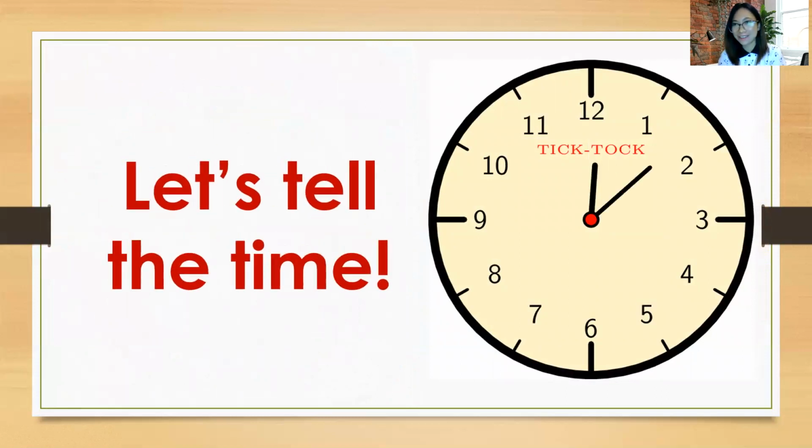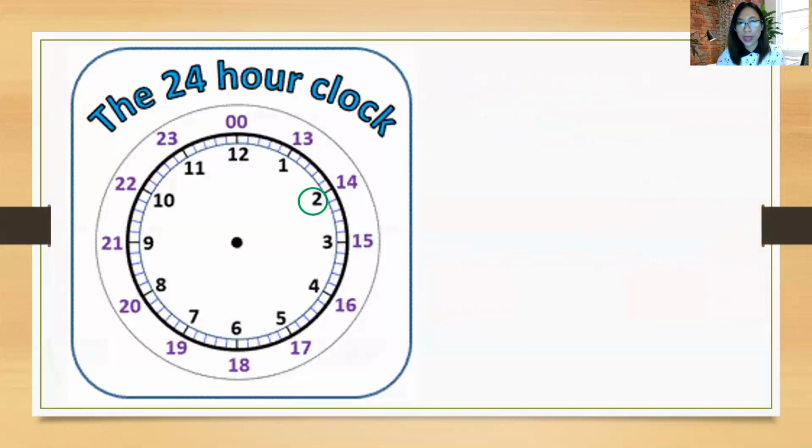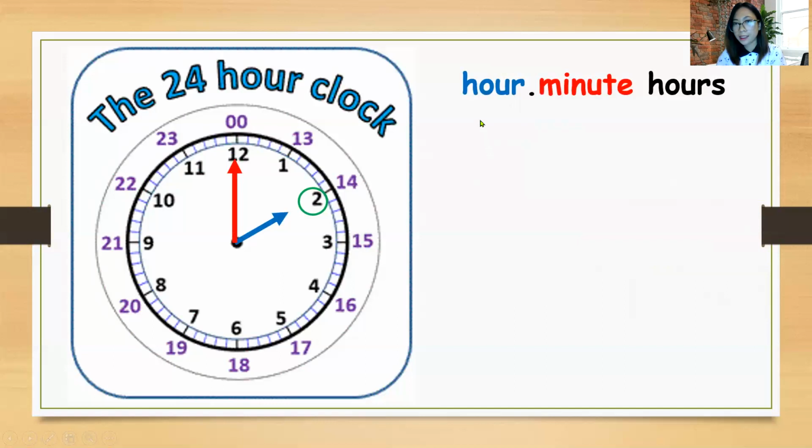Let's tell the time. Here we have our 24-hour clock, and the number circled is number 2. Remember the hour hand? The hour hand is pointed to number 2. And then here we have the minute hand. The minute hand is pointed to 0, it's always 0. So let's have our format, hour followed by minute and then hours.